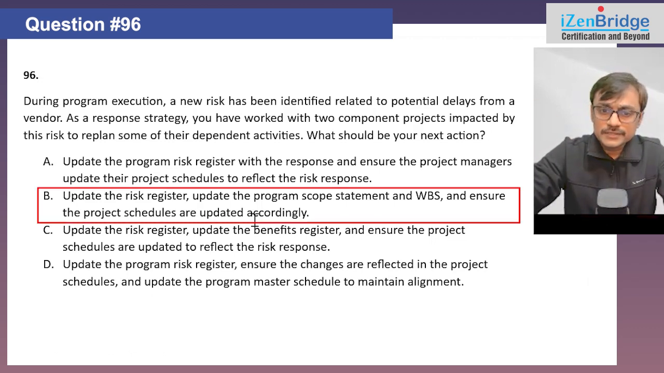Option B, update the risk register, update the program scope statement and WBS, and ensure the project schedules are updated accordingly. So the difference between A and B is that here we are adding a scope statement update as well.